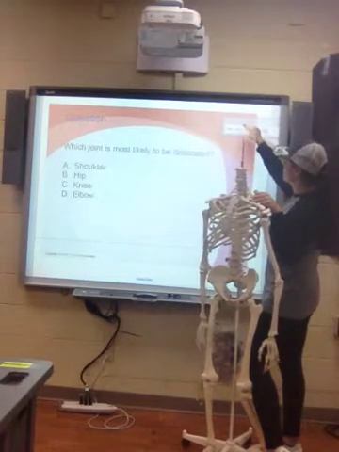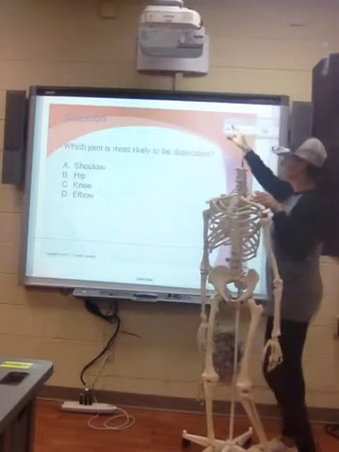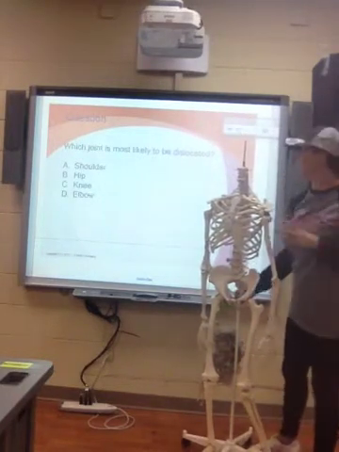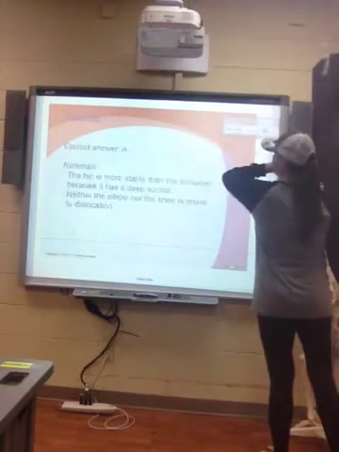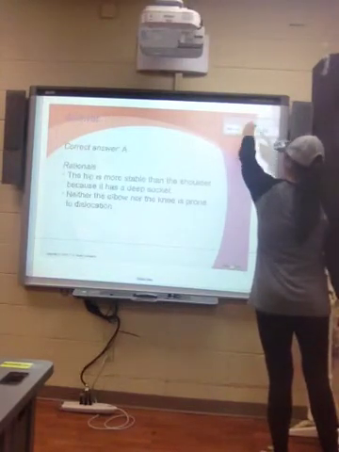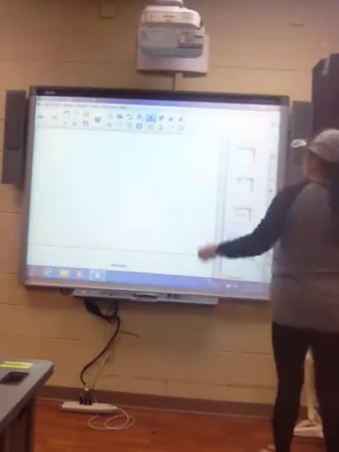So, which joint is most likely to be dislocated? That means it's not as stable. So, which joint was that? Yes, A, your shoulder. That can be dislocated. You've heard of lots of people having their shoulder dislocated.